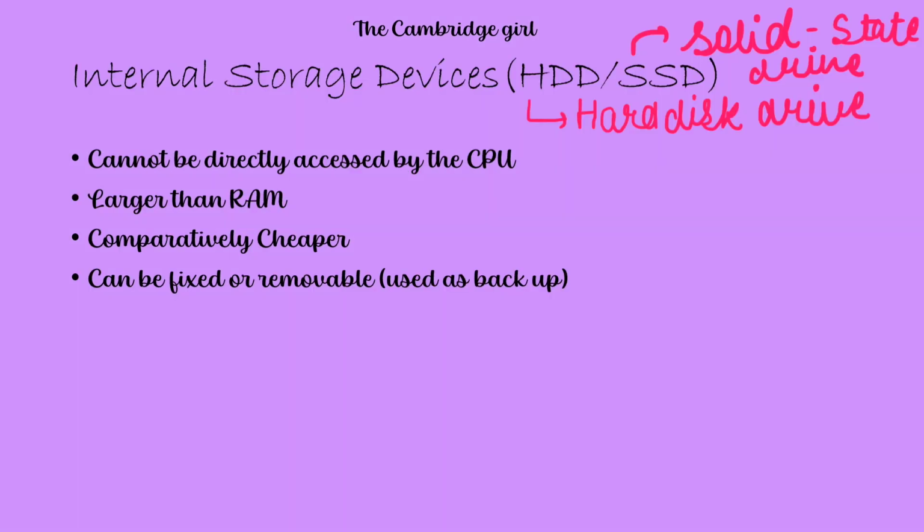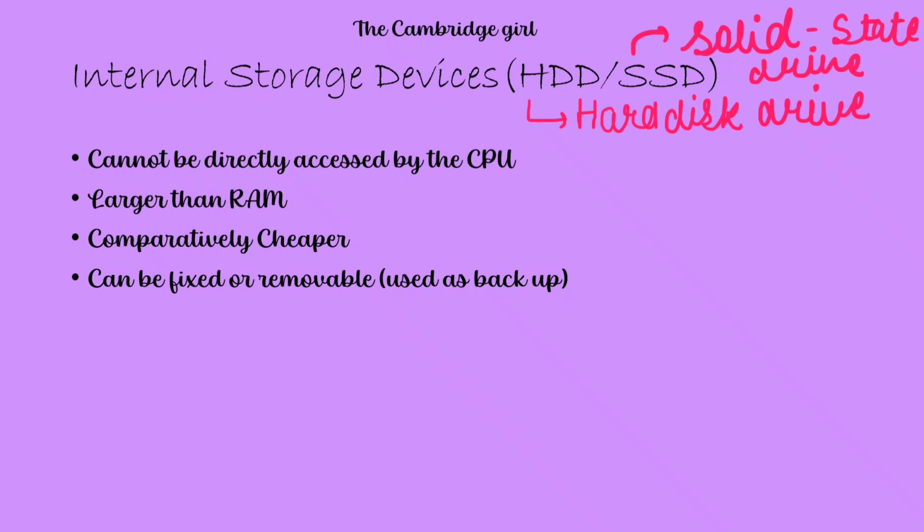There are two internal storage devices, which are HDD and SSD. The full form of HDD is hard disk drive, and of SSD is solid state drive. Data cannot be directly accessed by the CPU of the storage devices. The data capacity is larger than that of RAM, and it is comparatively cheaper.